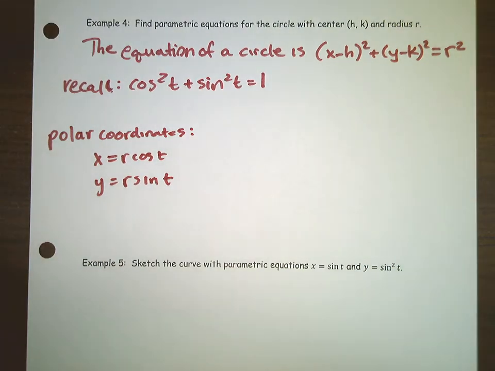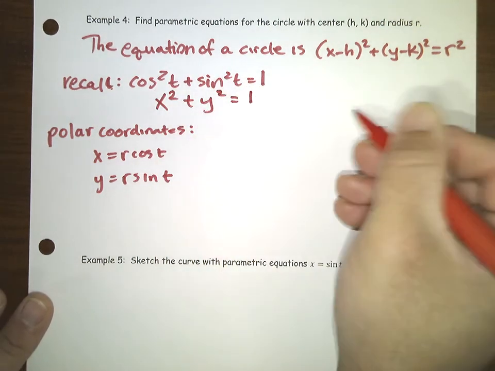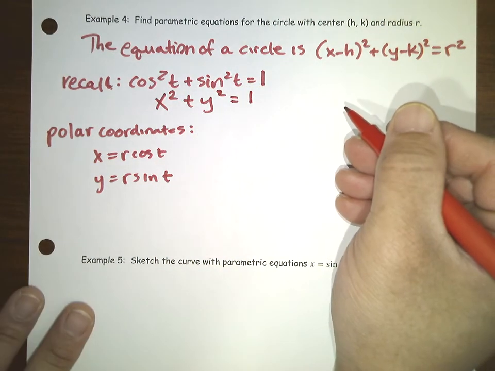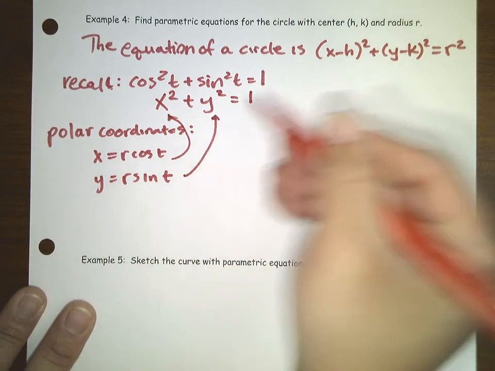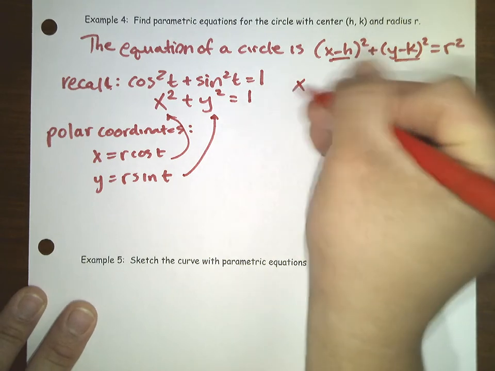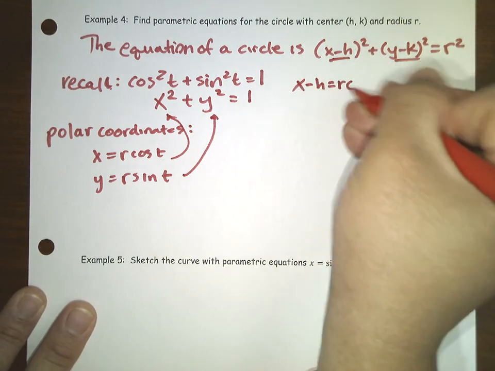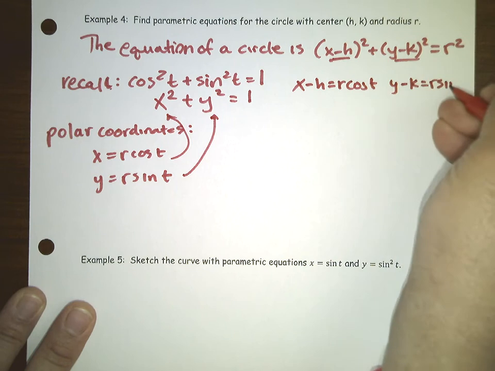So what you really just need to do here is, if you want this to be x squared plus y squared equals 1, this is a situation where this is the x and this is the y, and you want it to be x minus h and y minus k. Then x minus h will be r cosine of t, and y minus k will be r sine of t.